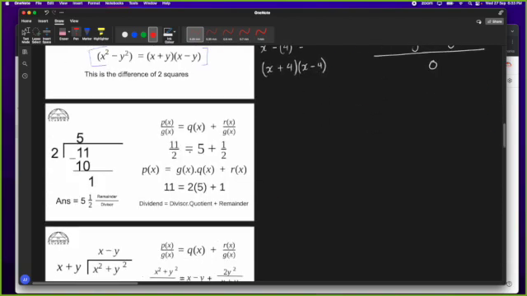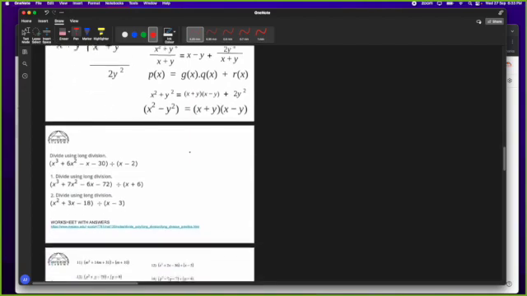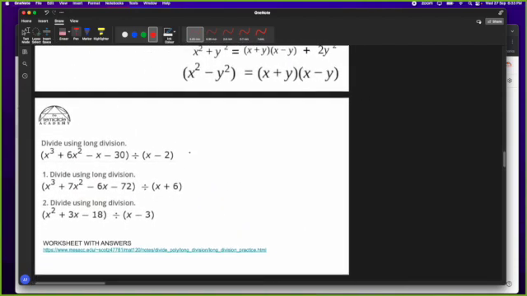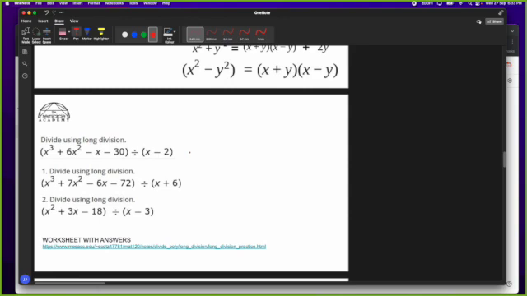So we can talk after, but I think that you guys just need some practice with this. So using long division, I have a couple. I have divide using long division. We have 3 questions here. So let me see if we could do all 3. This is just some practice with long division.